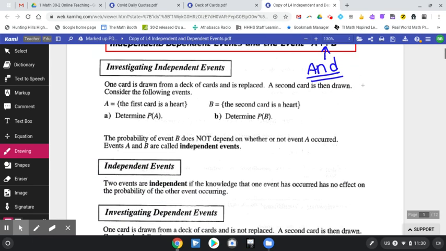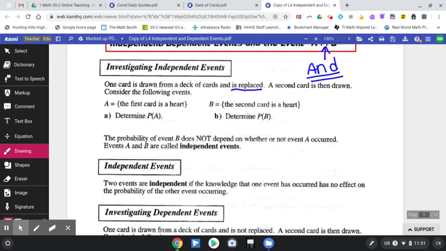So we're going to start off here with an investigation so that we understand exactly what is going on here. So it says one card is drawn from a deck of cards and is replaced. Those words, replaced, are going to be very important. A second card is then drawn. So notice that when you draw your first card, there's 52 cards to choose from. And you pick a card and you put it back. When the second trial happens, when you're drawing your second card, there is still the full deck to draw from.